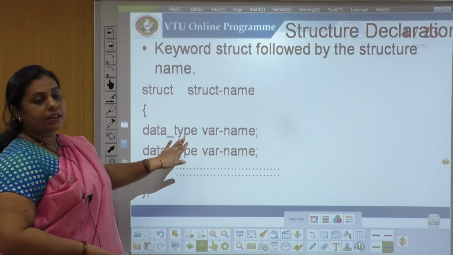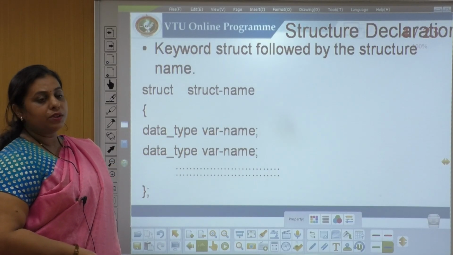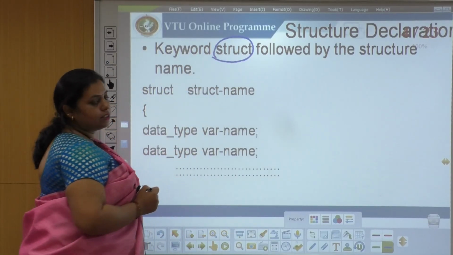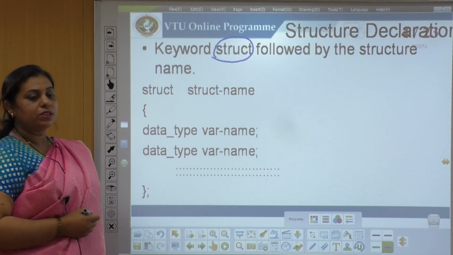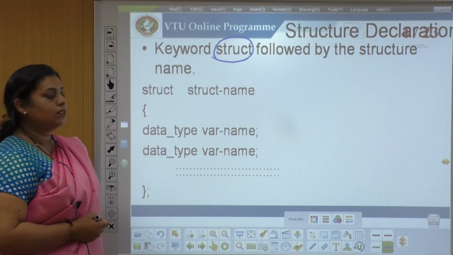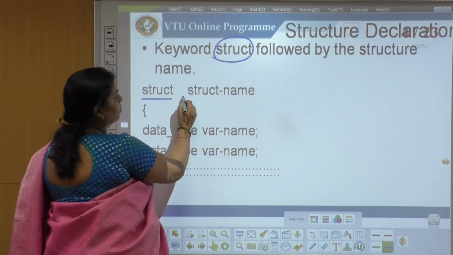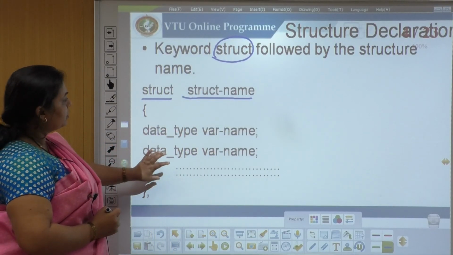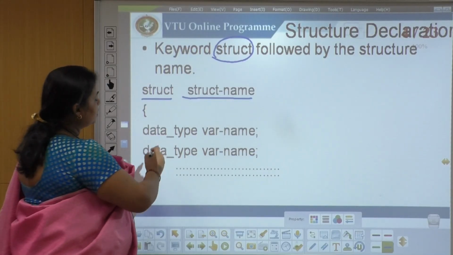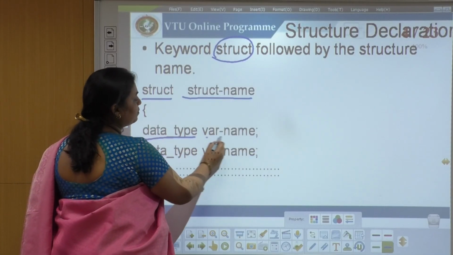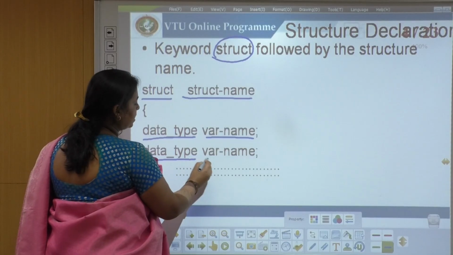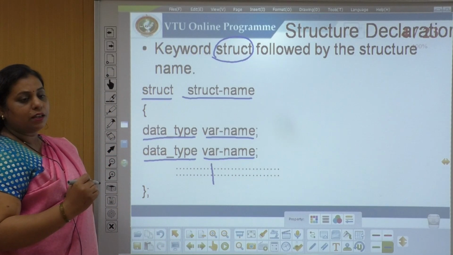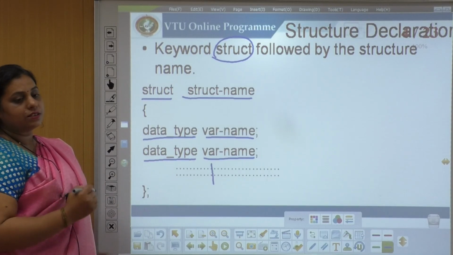Let us see how we can declare a structure. To declare a structure, we use the keyword struct. Struct is a built-in keyword which is used to declare structures. Struct is followed by the structure name, and all the members you want to be part of this structure should be defined with their own data type and variable name. There can be n such elements within the structure.